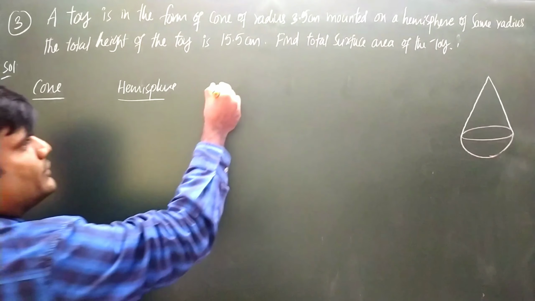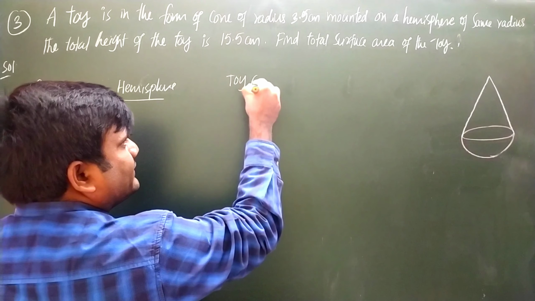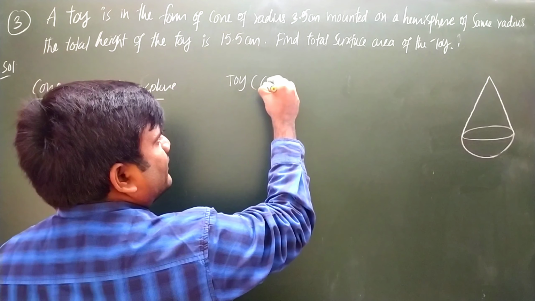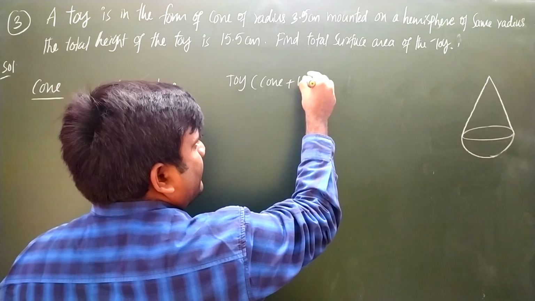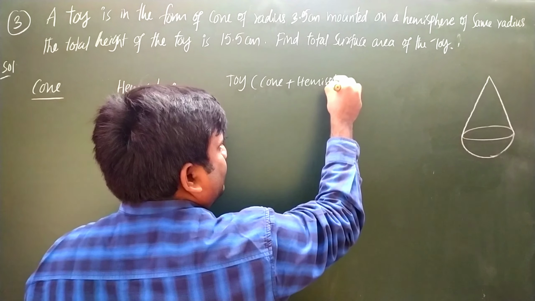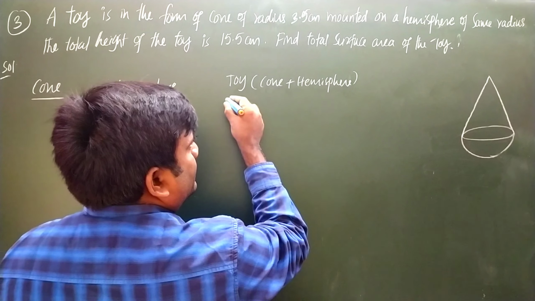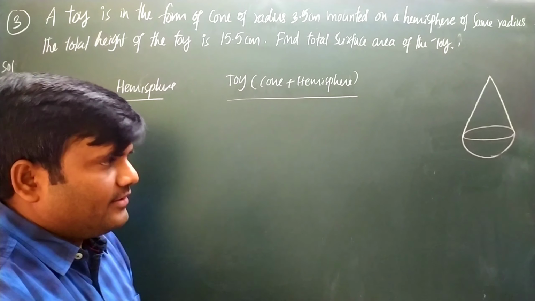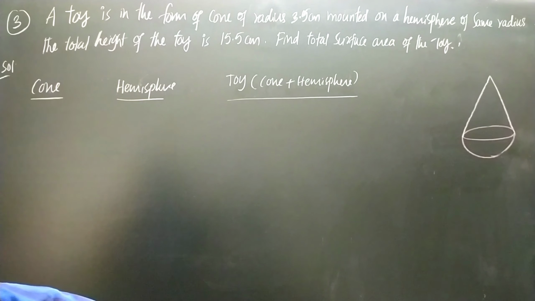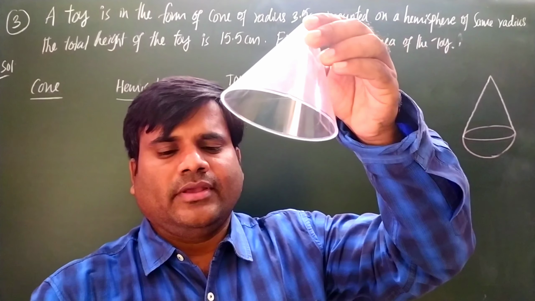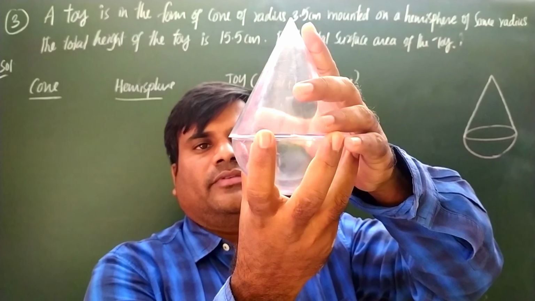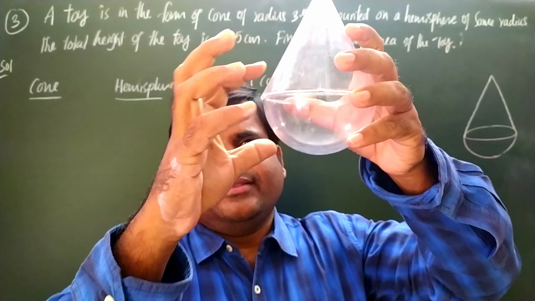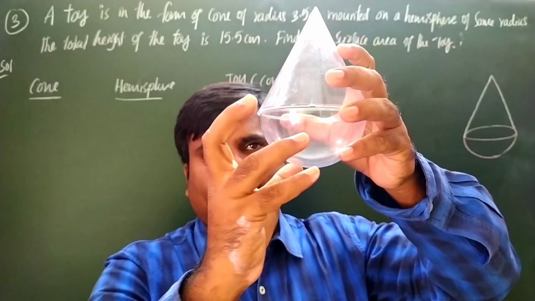Next is hemisphere. So this toy is a combination of cone and hemisphere. It is cone plus hemisphere. So finally we need to find the total surface area of the toy. So it is like this one is cone, here hemisphere. So the figure is like this. Cone is mounted on hemisphere.